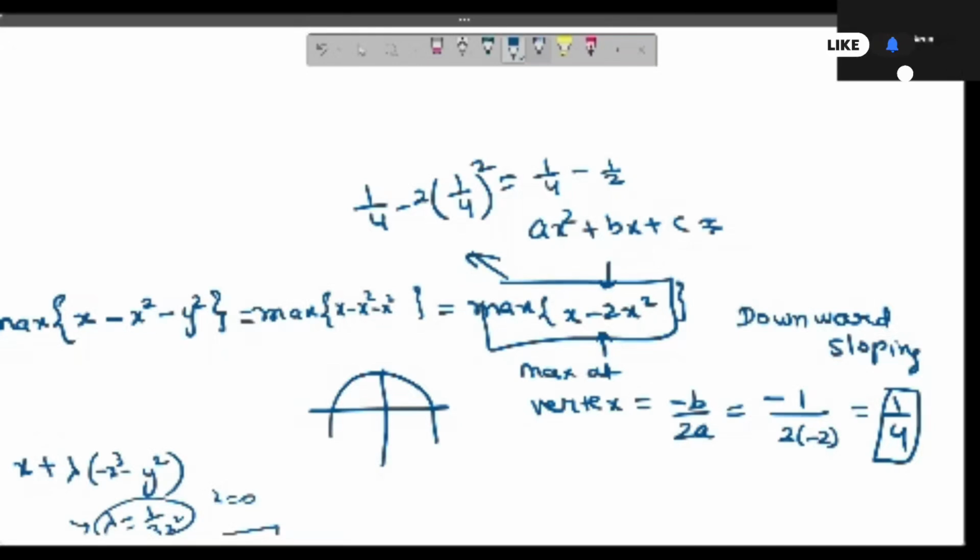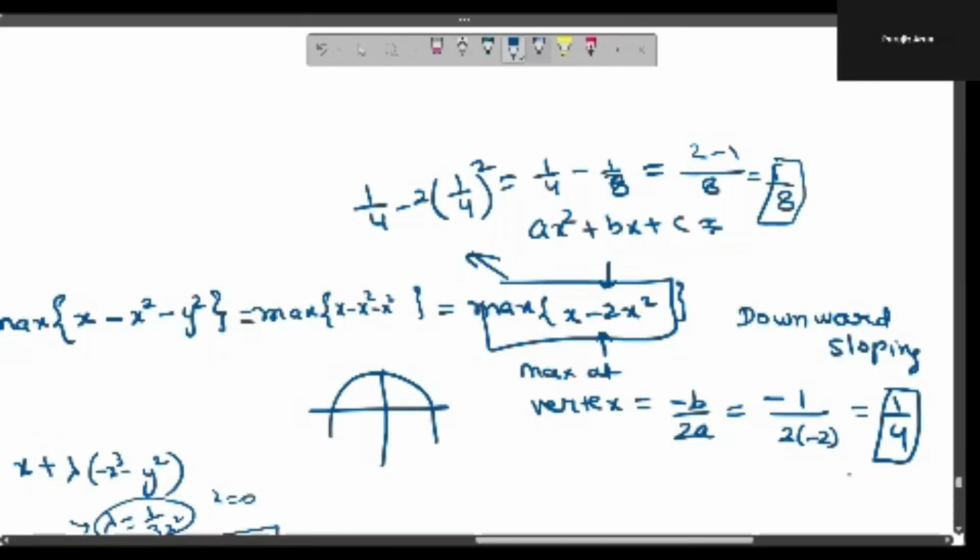Minus 2x, no, one square, second. Okay, okay, okay, we are substituting this into the function, because we are maximizing. Is this fine?